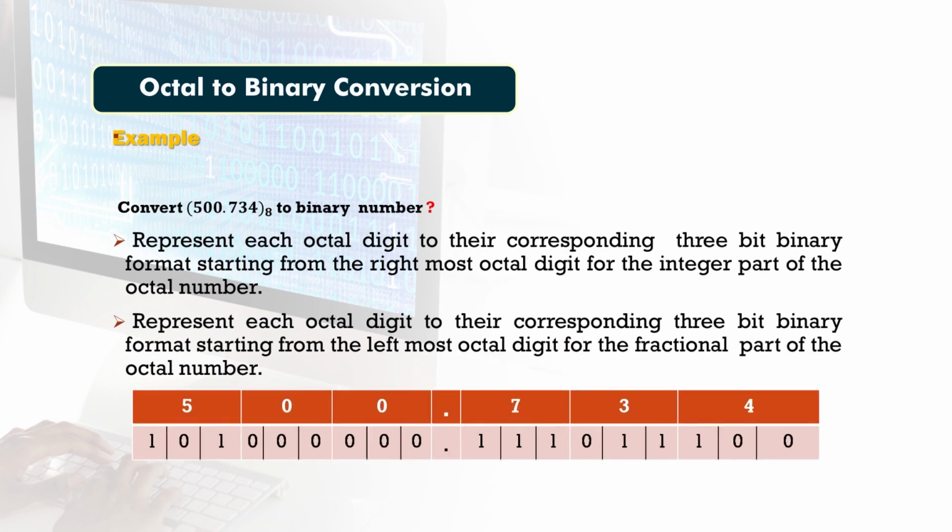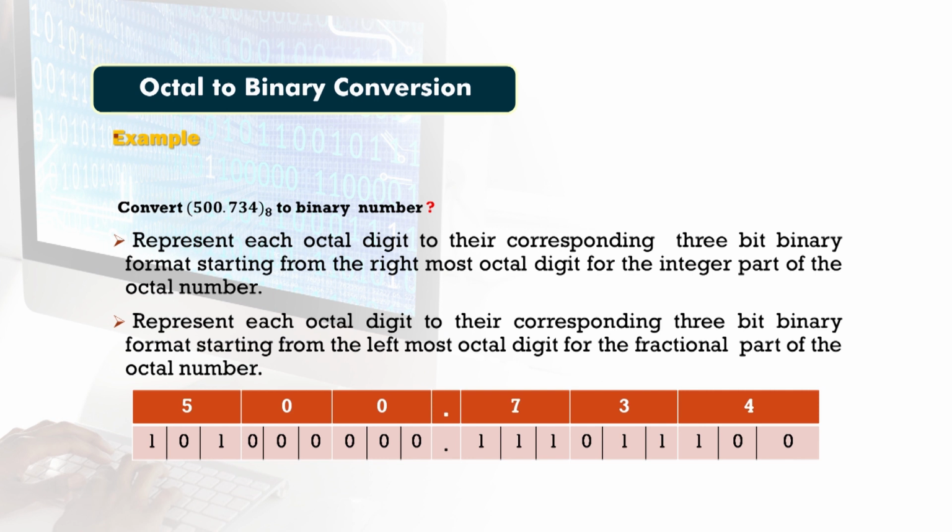For example, we have to convert an octal number given as 500.734 to binary. So, how to start? Represent each octal digit by the corresponding 3-bit binary format, starting from the rightmost octal digit for the integer part of the octal number. My integer part is 500. So, I will start with the rightmost octal digit, that is 0, then the next 0 and then 5. My rightmost digit 0 is represented by the equivalent binary number 000. Then the next 0 again by 3 binary bits, that is 000.